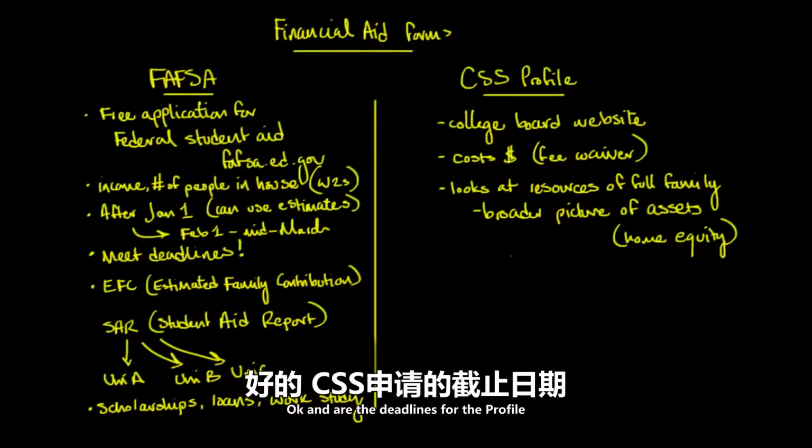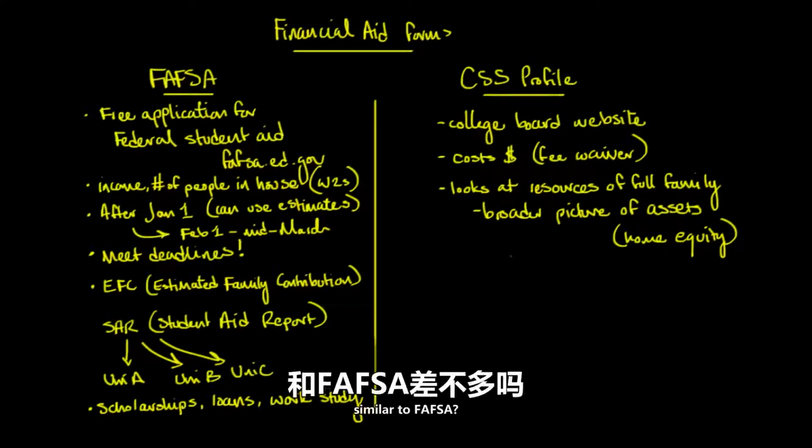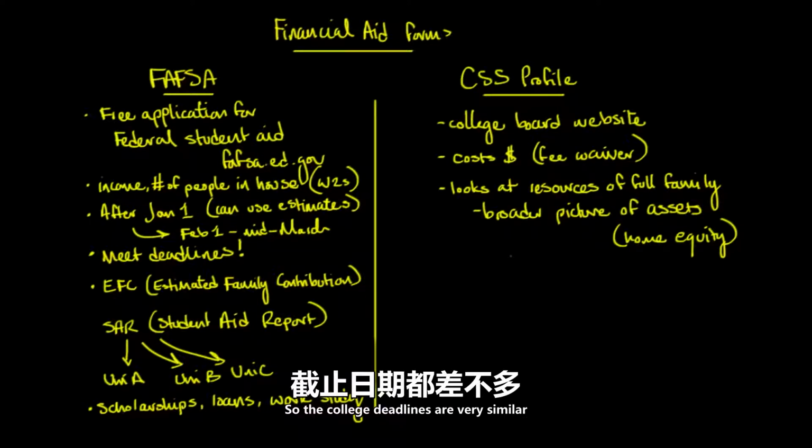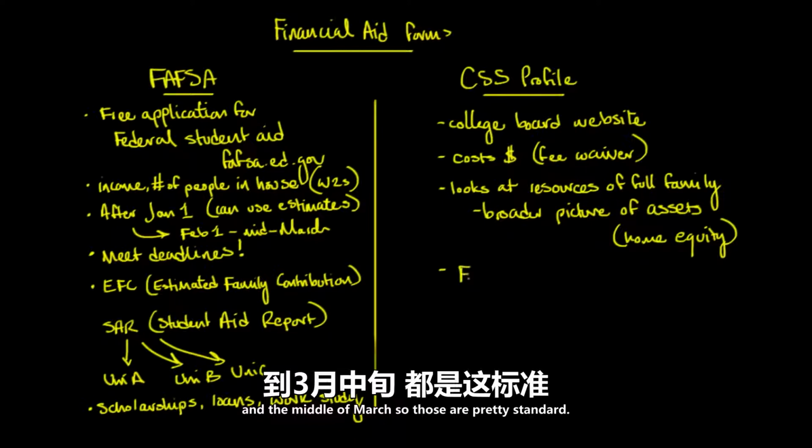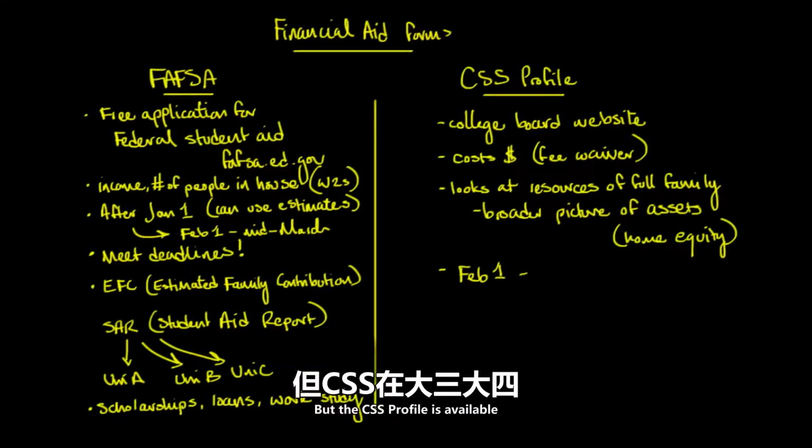Okay. And are the deadlines for the profile similar to FAFSA? So they're a little bit different. The college deadlines are very similar. So again, probably between February 1st and sometime in the middle of March. So those are pretty standard. But the CSS profile is available in the fall of your senior year.